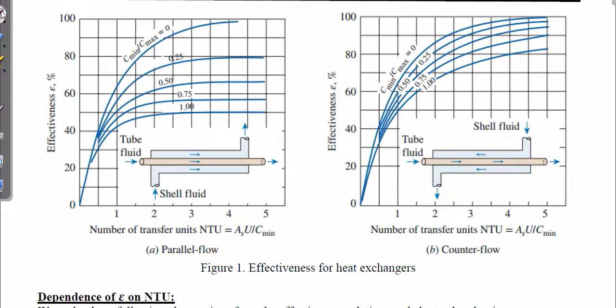From this graph, we will draw the conclusion for that question. Here the curves are for C equal to 0, that is C minimum upon C maximum equal to 0, this one is 0.25, and this one is 1. Effectiveness ranges from 0 to 1. For C equal to 1, the maximum effectiveness is around 50%, and that is reached only when NTU is at infinity, meaning the curve meets this line at infinity.